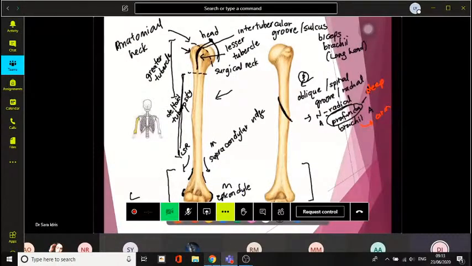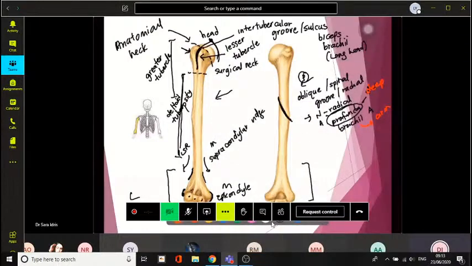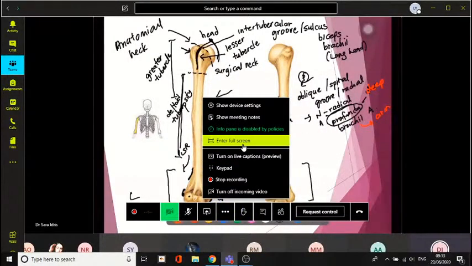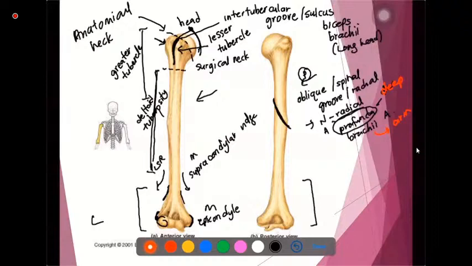Okay, now if you look at the posterior end here, you see quite a bit of these projections, and these here are projections, these here are depressions, fossa. You have to know the names as well, because this end articulates with the radius and ulna.